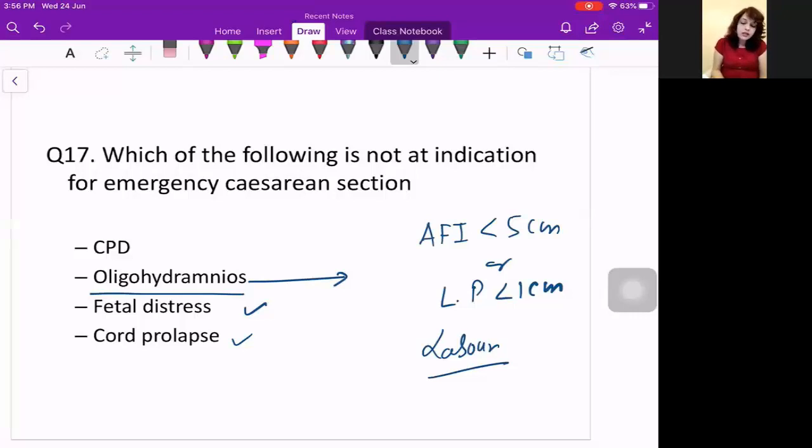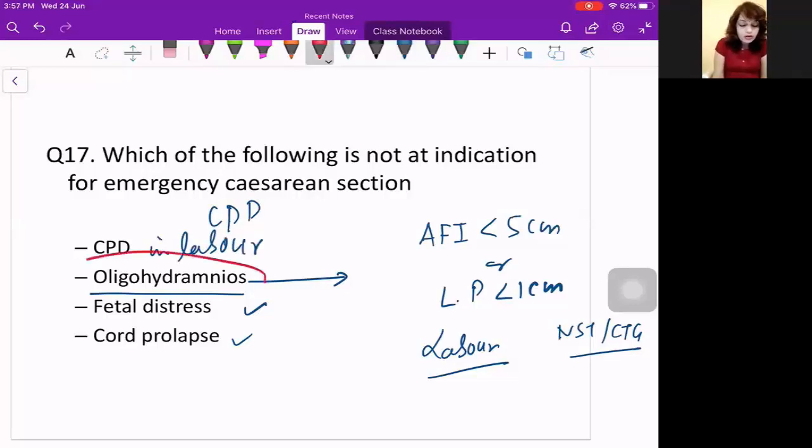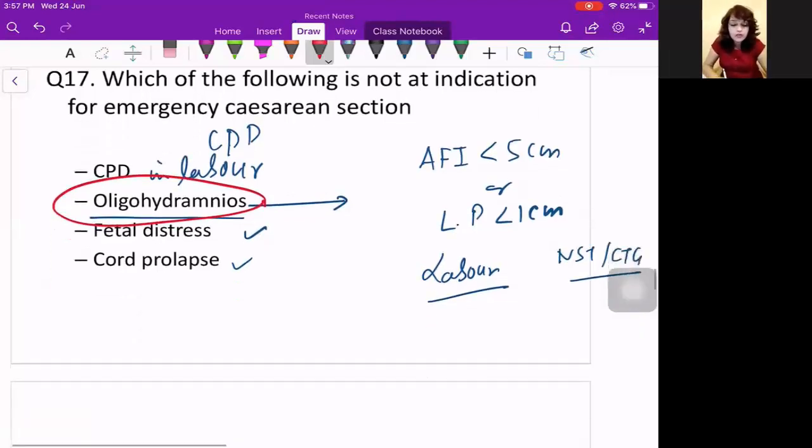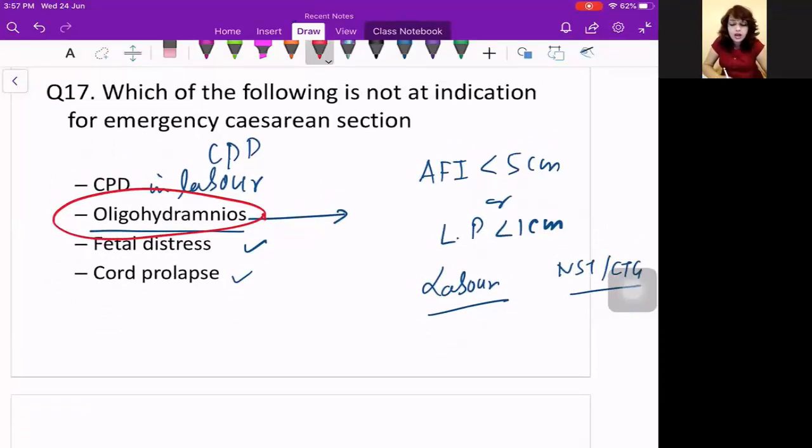And it goes uneventful, but proper NST or CTG monitoring is done during pregnancy itself. The biophysical profile or the NST is done to keep a check on the oligohydramnios patient, and during labor CTG is done, cardiotocography, which is a relationship of fetal heart rate to uterine contractions. If there is any dip or any deceleration appearing, then that patient can be taken up for an emergency cesarean section. CPD: if in the question CPD in labor is written, then the answer to this question is oligohydramnios. Otherwise, for CPD, an elective cesarean section can be done. So what is the option given in the exam? Accordingly, we can mark the answer.